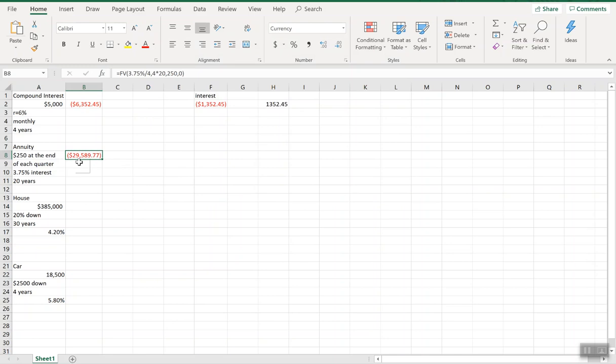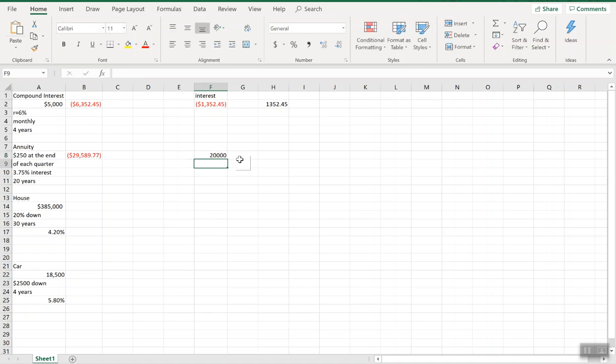And that says in the future you have $29,589.77. Again, if you want to know how much of that is interest, you've got to do a little bit more work here. If you want to know the interest you got, notice I'm hitting equals. I did $250 times 4. I paid $250 4 times a year for 20 years.